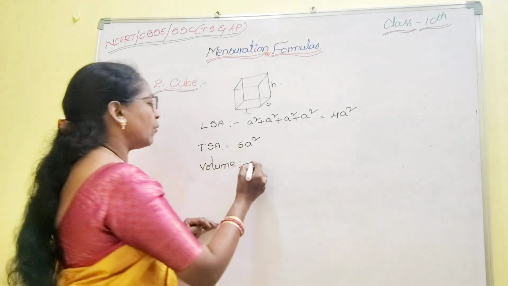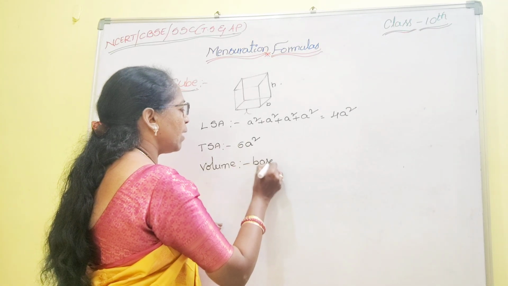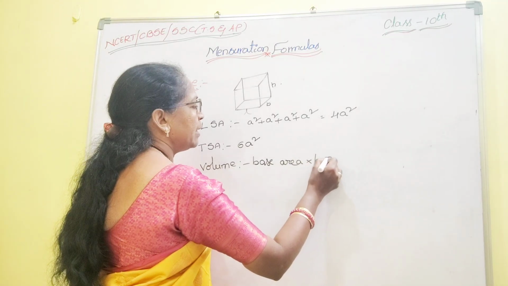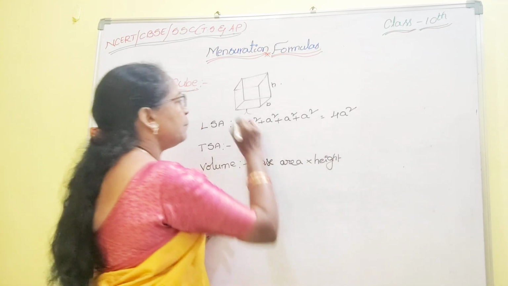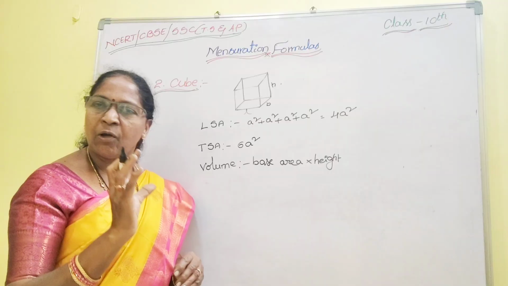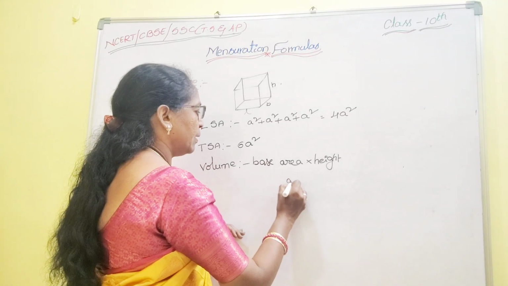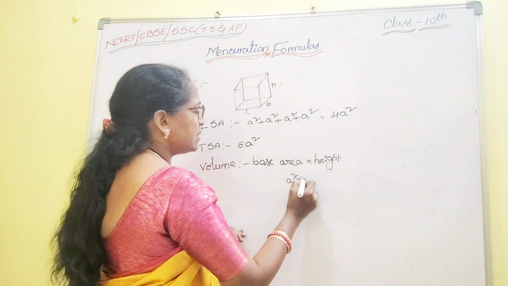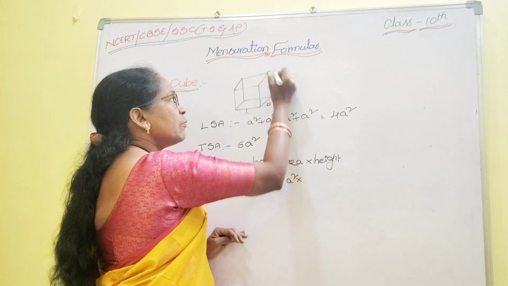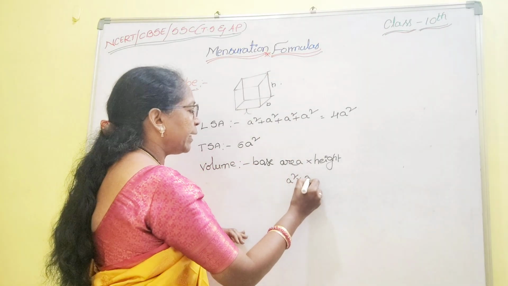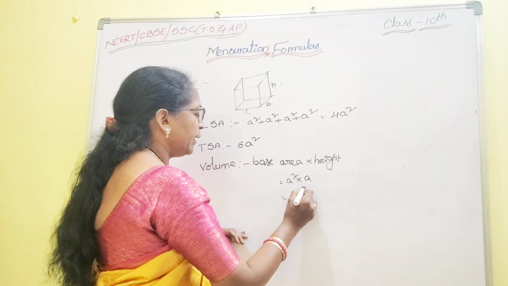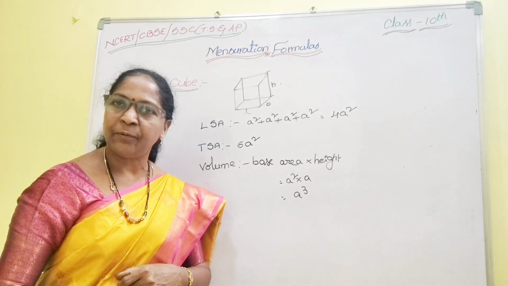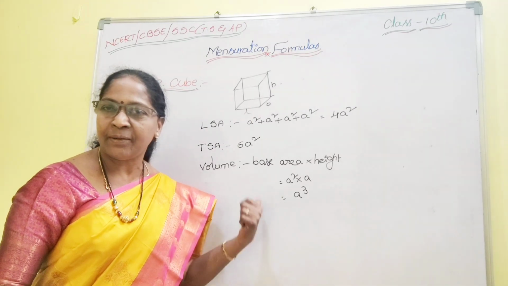So volume equals base area into height. Basic concept is base area into height. Now here base area equals how much? A square. Multiplication of height, where height here is also the side value A. So the formula is A cube. Volume of the cube equals A cube. Is it clear? Can you remember easily?